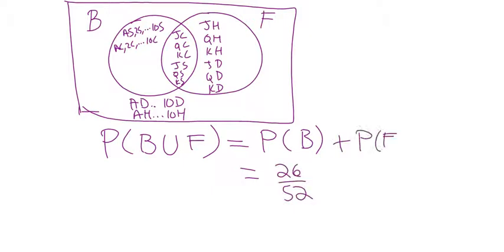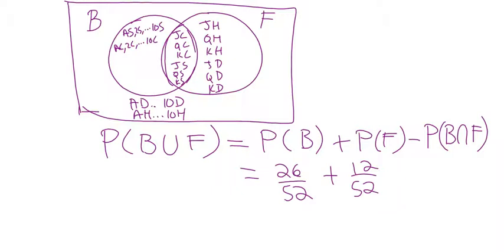Or it's a face card. Same formula. Okay, how many face cards are there? We know that's 12. I don't need to count them. There's 12 face cards. What's the problem here? If I just add those together I get 38 out of 52. The problem is, these guys got counted twice. Once because they're in the black circle, once because they're in the face card circle, so we need to subtract off black and face card. How many black face cards are there? 6.